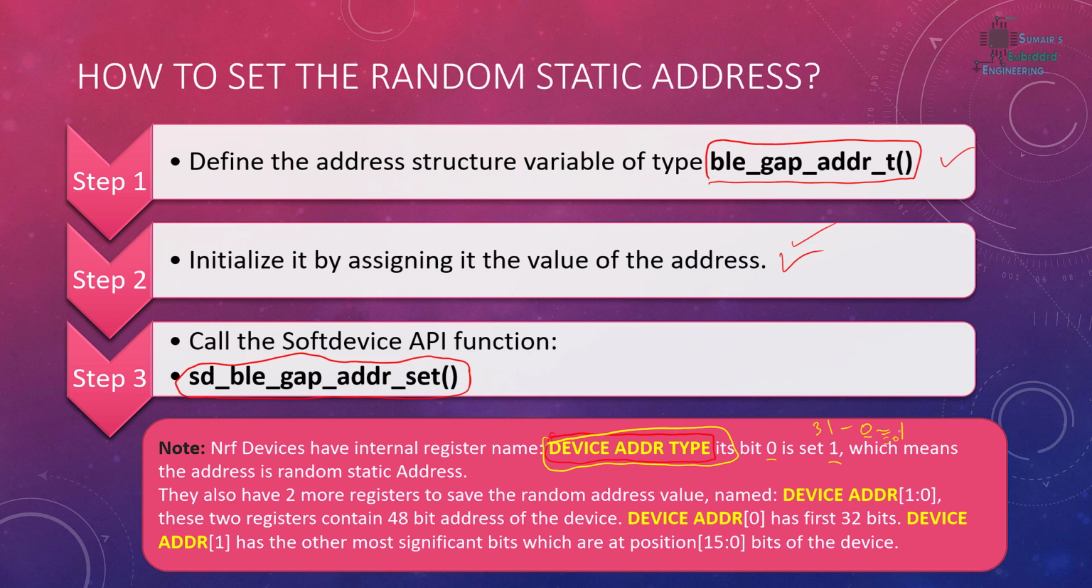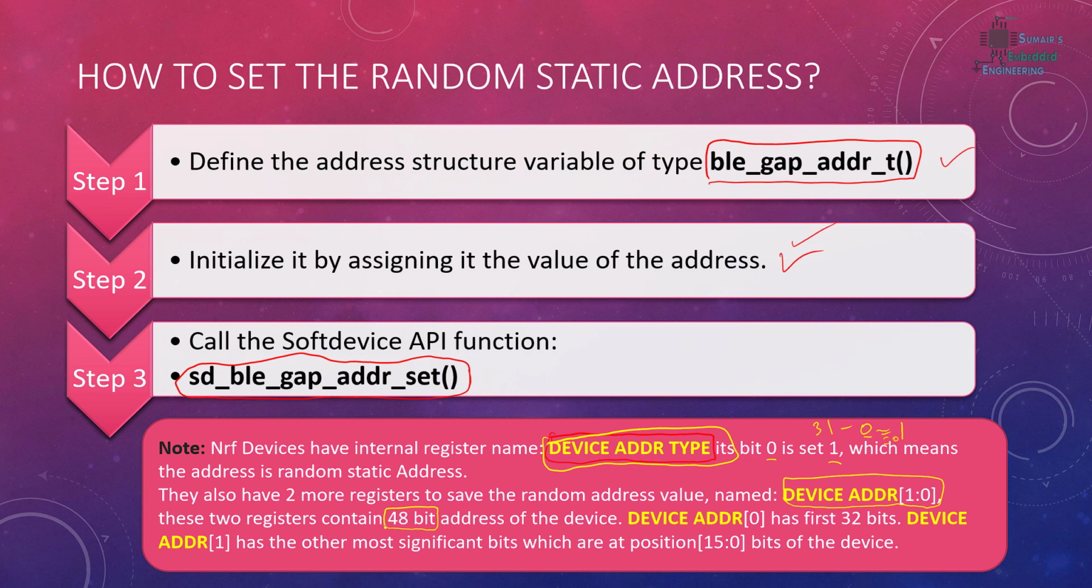Devices also have another two registers, which are device address register 0 and register 1. These two registers together hold 64 bits, but we are only concerned with the 48-bit value, which is actually the 48-bit address.